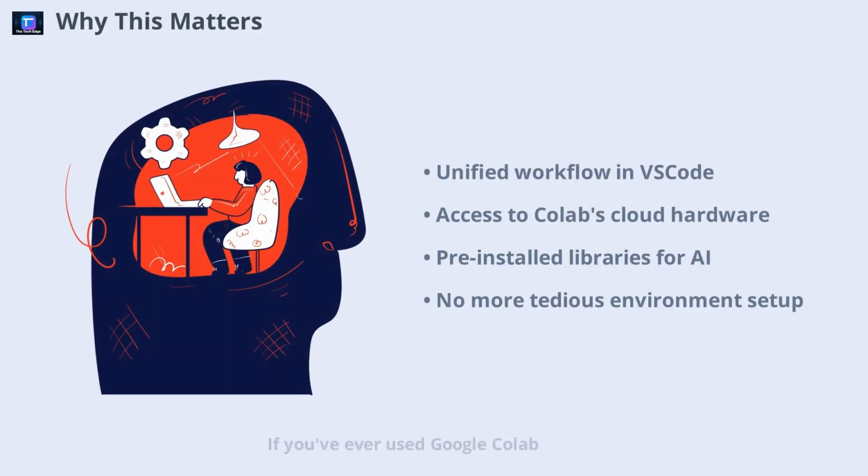If you've ever used Google Colab, you know how convenient it is for research, prototyping, and especially for AI-related development. The ability to access powerful CPUs, GPUs, and even TPUs, all preloaded with essential libraries, saves countless hours of setup. Now, with the Colab extension for VS Code, you can seamlessly incorporate these resources into your regular coding workflow. No more switching between browser tabs or struggling with environment setup. Everything is unified within your favorite IDE.